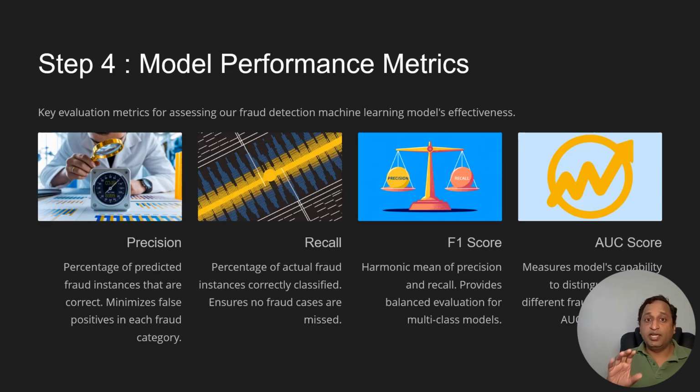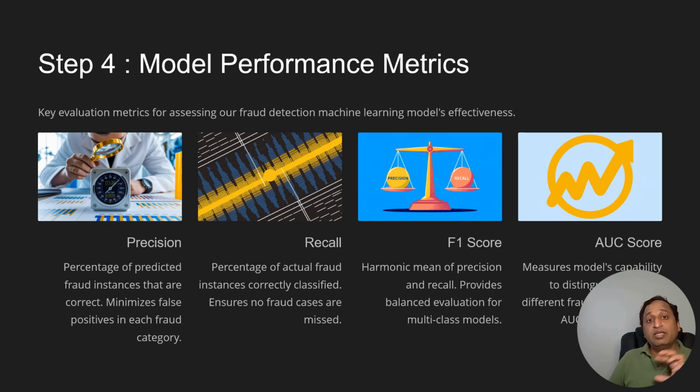Now after training this model, we need to evaluate its performance to ensure it accurately classifies the fraud types. Since this is a multi-class classification problem, we rely on several key metrics. Precision. This tells us how many of the transactions predicted for each fraud type are actually correct. For example, if we classify 10 transactions as structuring and only 8 are correct, our precision is 80%. Recall. Recall measures how many actual instances of each fraud type our model successfully identifies. Higher recall means we have fewer false negatives, which is crucial in fraud classification.